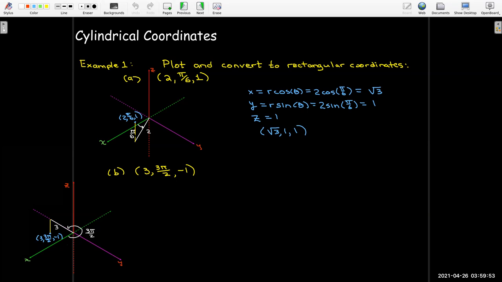Now, it's actually pretty clear what the rectangular coordinates are without having to resort to the formulas. By looking at this, we can see that x equals 0, y is going to be negative 3, and z, of course, is negative 1. But just to be sure, let's go ahead and put them into the formula. Sure enough, cosine of 3 pi over 2 is 0, so x equals 0. Sine of 3 pi over 2 is negative 1, so that'll give us negative 3 for the y coordinate. And z, of course, is negative 1. So the rectangular coordinates of that point are (0, negative 3, negative 1).